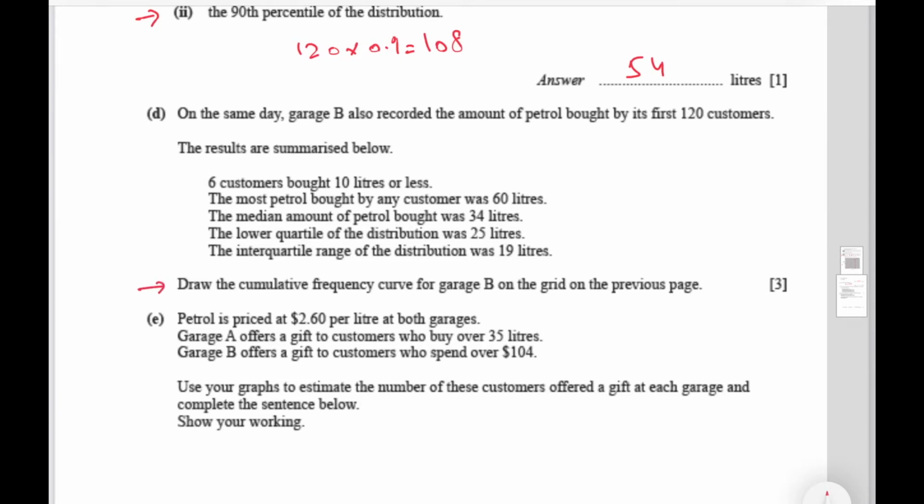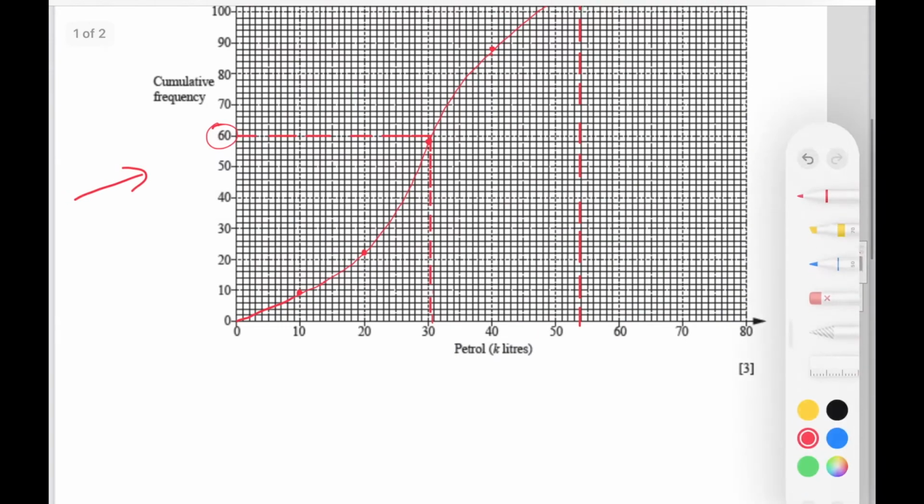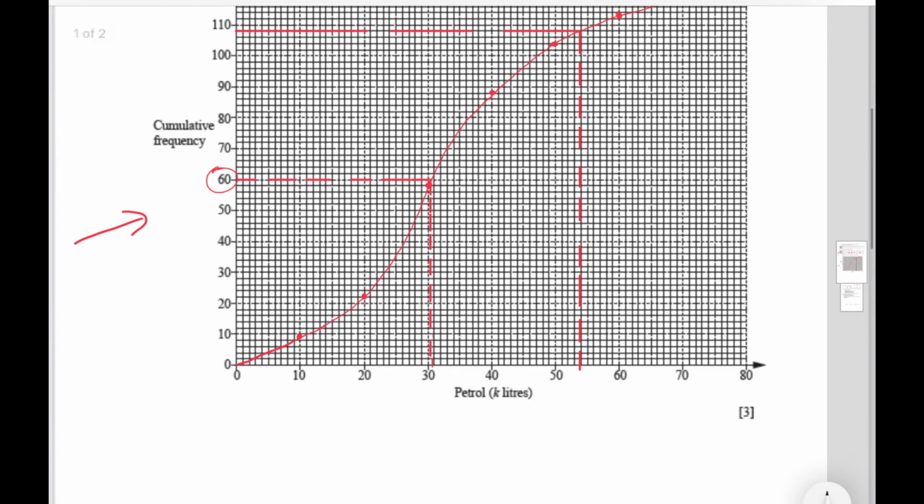Draw the cumulative frequency curve for Garage B on the grid on the previous page. First, let's do this part. 6 customers bought 10 liters or less. So 10 liters or less, let's do this in black. That means you put a dot over here. I hope you see the black dot.